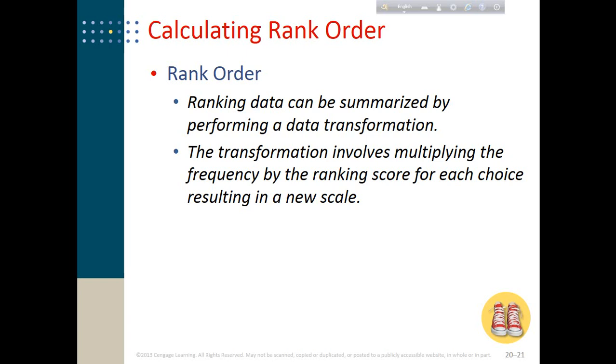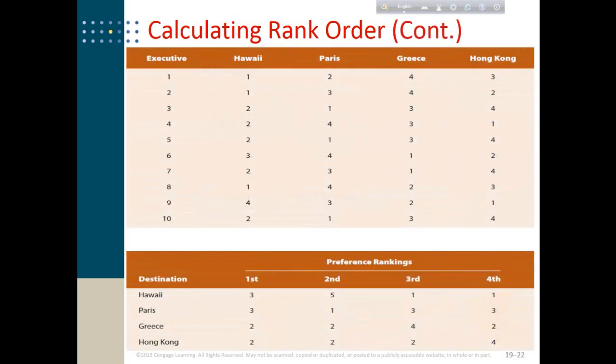This is rank order. Rank order is another way of summarizing or transforming data that involves multiplying the frequency with a particular scale. Look at this example. Here, 10 executives working in an organization were asked to rank 4 places where the next annual general meeting of the company could be held. So they were asked which location they chose most. These 4 locations are Hawaii, Paris, Greece, and Hong Kong.